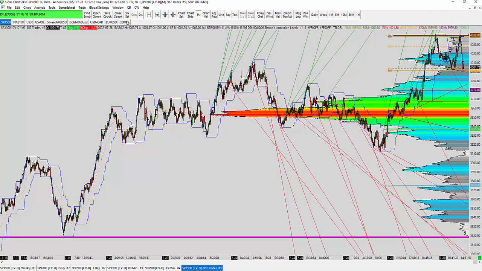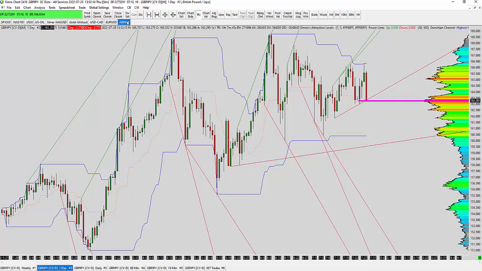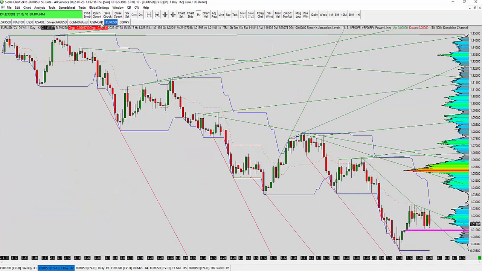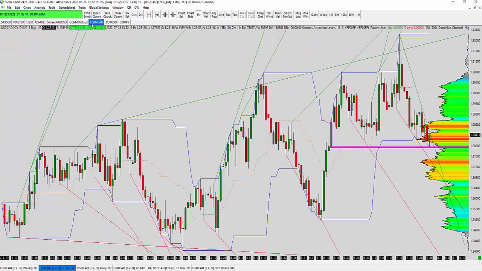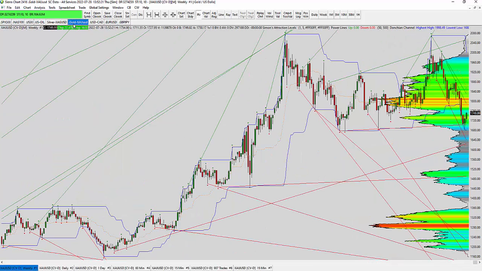I'll look at, for example, pound yen, see what I have. I'll look at euro US, see what I have. USD CAD, or even gold, and so on and so forth.